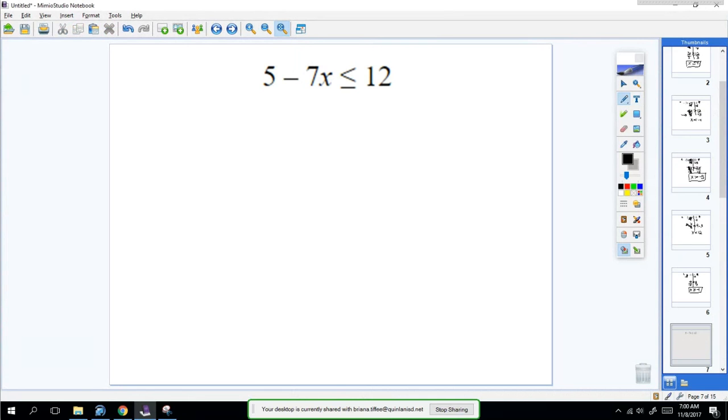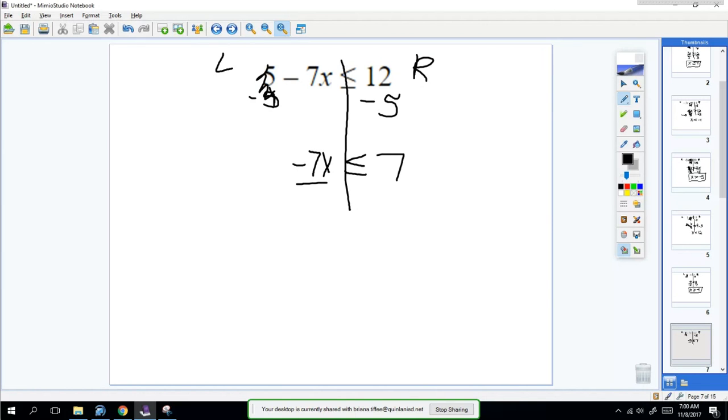All right. Now let's try another one. So you've got a left side and a right side. You're going to subtract 5 from both sides. These cancel out. You get negative 7x is less than or equal to 12 minus 5, which is 7. So then you're going to divide both sides by negative 7. 7 divided by negative 7 is negative 1.